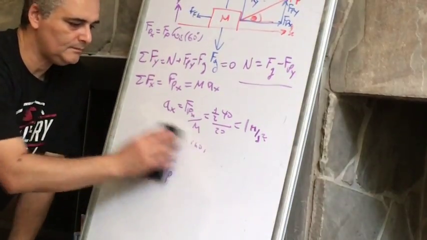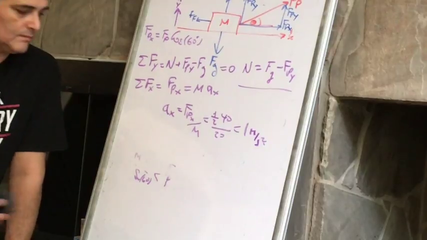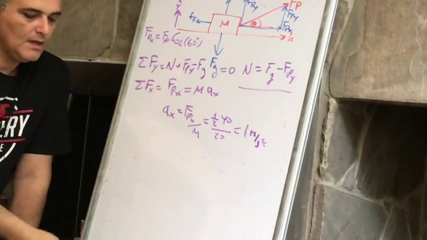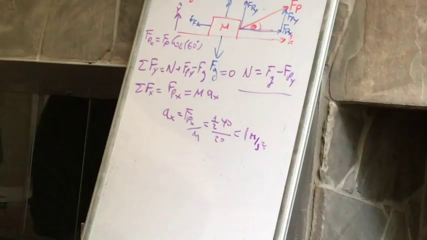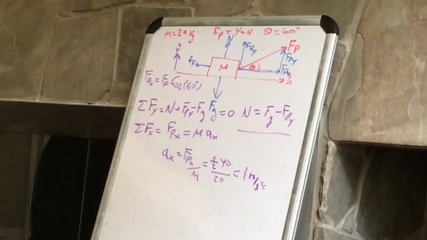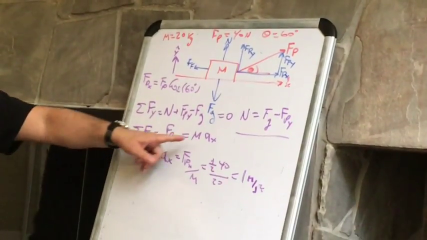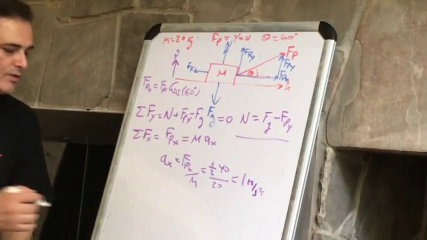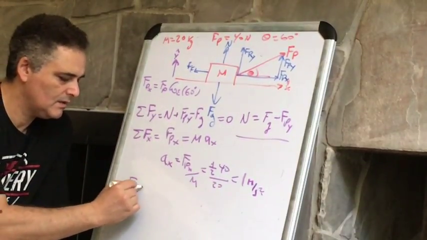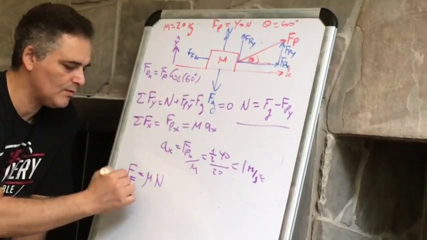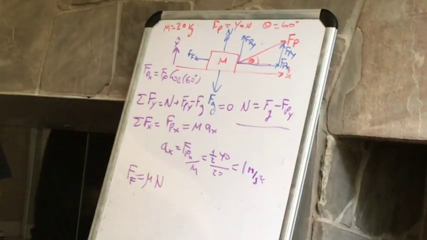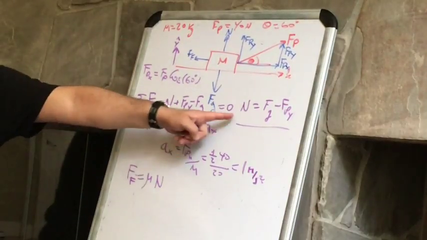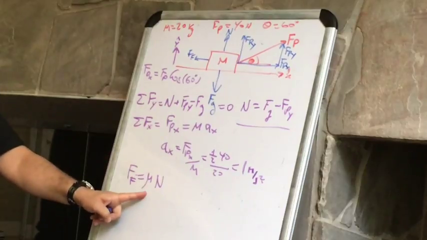What did we need the sum of y forces for? For your education. If I had said later on, by the way, I want you to calculate the coefficient of friction, you remember that the force of friction equals the coefficient of friction times the normal force. So if I say the friction is 4 newtons, and now you know what the normal force is, then you can tell me the coefficient of friction.